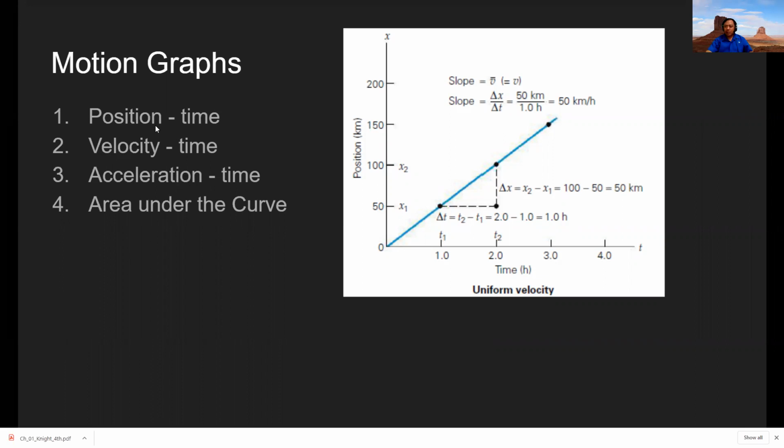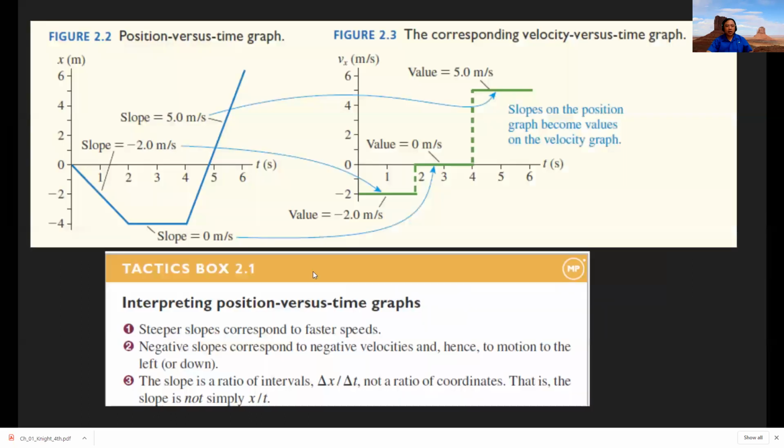What you can get from the position-time graph is your velocity. What you can get from the velocity is your acceleration. The area under the curve of acceleration is your velocity, and the area under the curve of velocity is the displacement. We will talk about that later. This is what I told you: the average velocity is the slope of this graph of position versus time. So now let's convert from a position-time to a velocity-time graph.